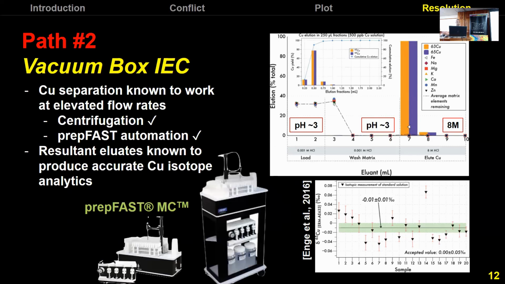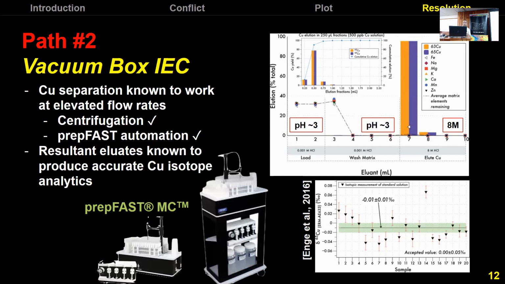So the other deal that we can do with this instead of the centrifuge is, again, we can use a vacuum to do this. It's pretty well established with this copper purification protocol that I've been talking about that you can do it at higher flow rates. So you're just one way or another getting more fluid through your resin at a time. And we know that the isotope ratios that come out of this are really reliable.